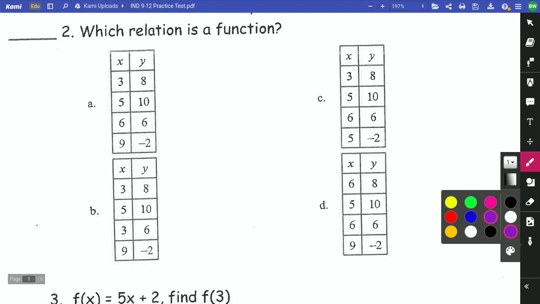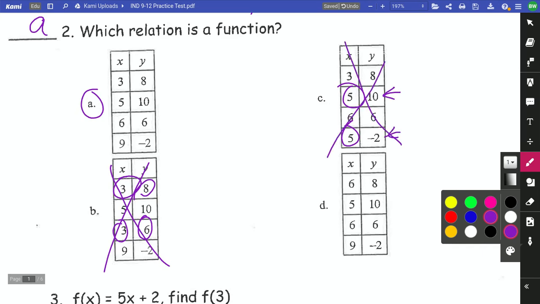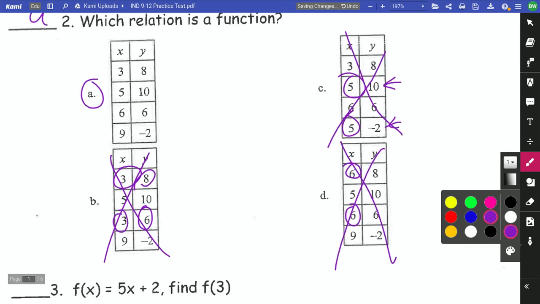So the very first one, I don't see any repeated x's there. That looks good to me. So I'm going to say A. We might as well look at the rest of them. So B has a repeated x there. Two different y values go with 3. So that's not it. C also has a repeat, has two different y values, a y value of 10 and -2. Both go with 5. That's not it. And then D has the repeated 6. Two different y values paired with 6. Okay, not a function. So it's A.